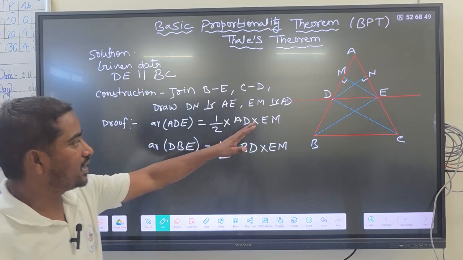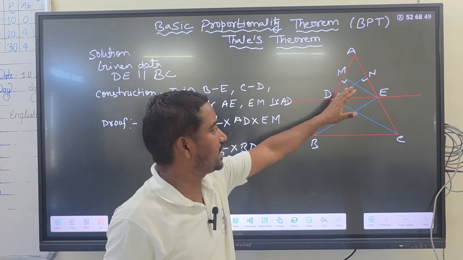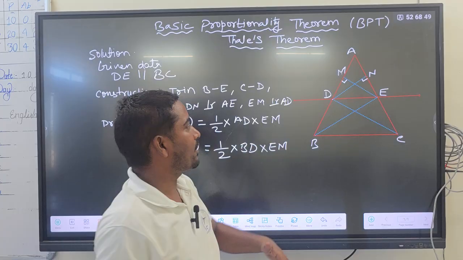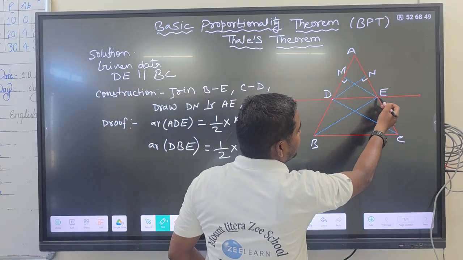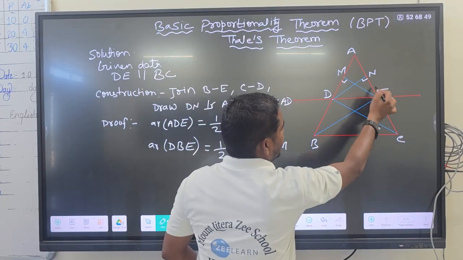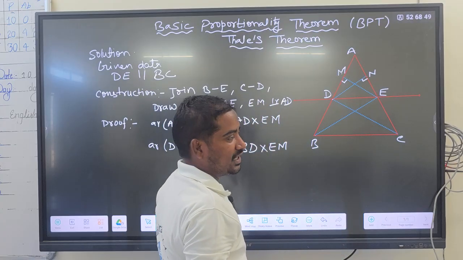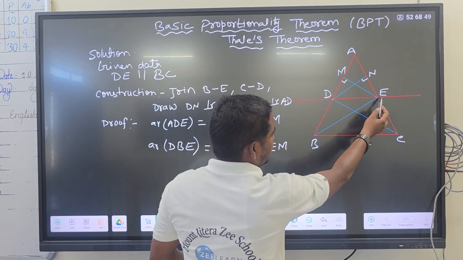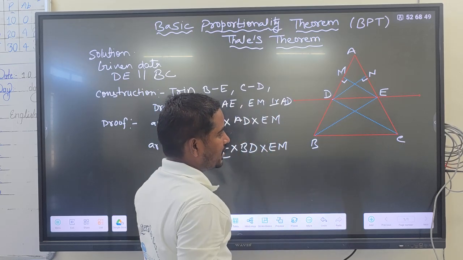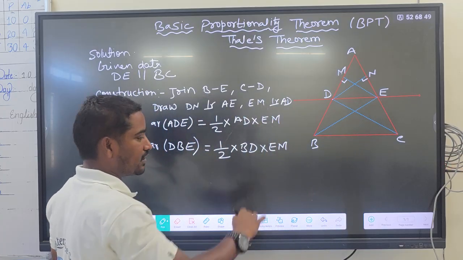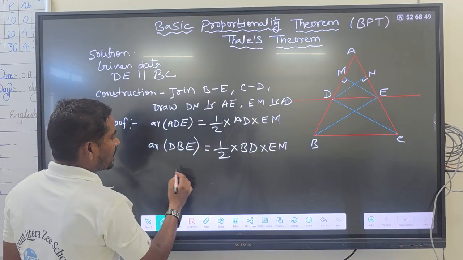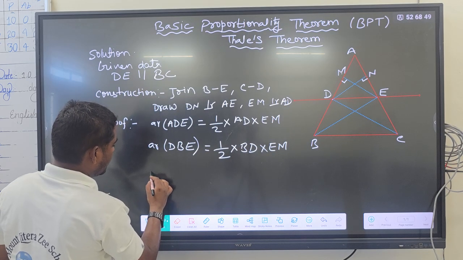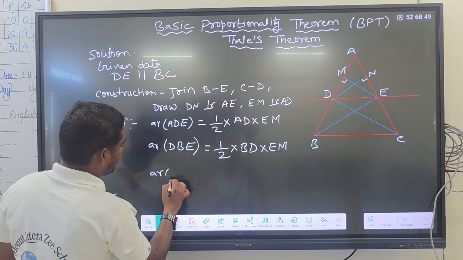Okay. So here we have calculated the areas of two triangles, ADE and DBE. Similarly, we will again calculate the area of triangle ADE, but this time we will consider its base as AE and perpendicular as DN, and then again we will calculate the area of triangle ECD. Okay, we will calculate it one by one. But before that, first we will divide these two areas of the triangles.